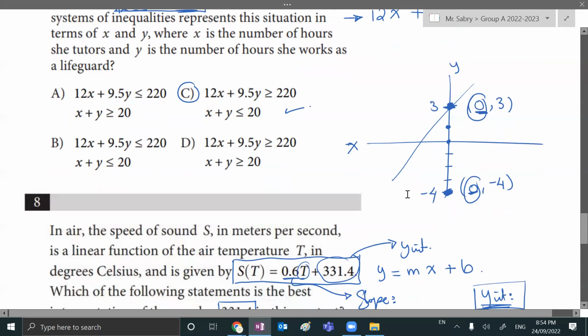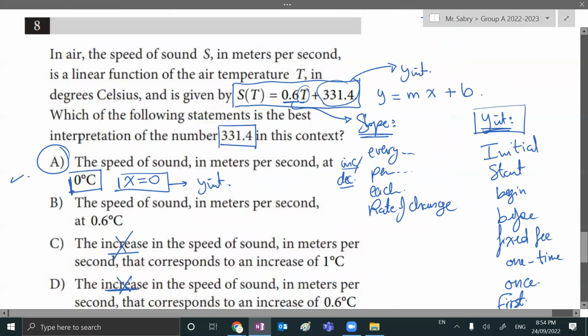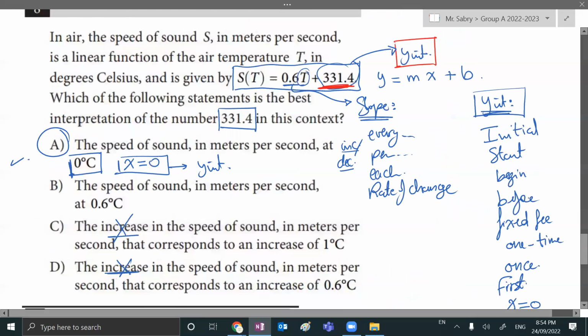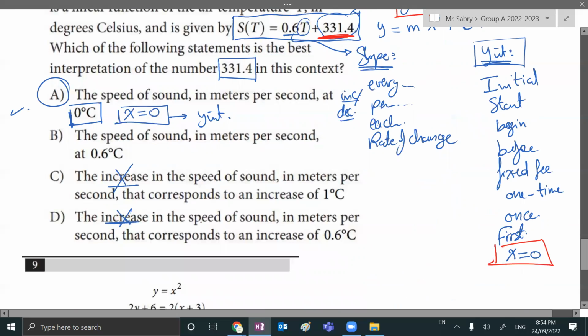So as long as x is equals to 0, this means that we're talking about the y-intercept. Since here in this question they're asking about the 331.4, which is this one, and I know for a fact that it is the y-intercept, then I looked for the answer that says that x was equals to 0. And the only answer that says so is this one, when they said that the temperature was equals to 0. Does that make sense? Yes.